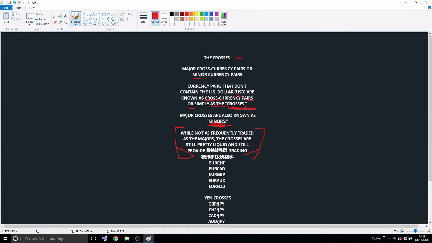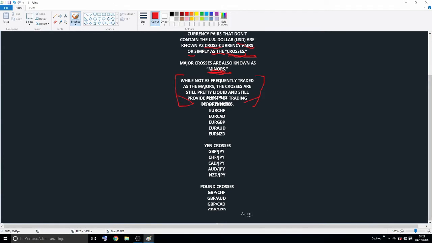These are examples: we have euro crosses, we have yen crosses, we have pound crosses. Euro crosses always contain the euro: EUR GBP, EUR AUD, EUR NZD. The same applies with the yen crosses. They contain GBP JPY, CHF JPY, CAD JPY, AUD JPY. So they all have yen. These are the yen crosses. These are euro crosses.